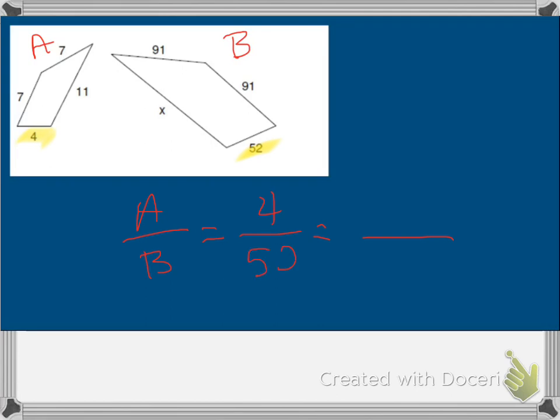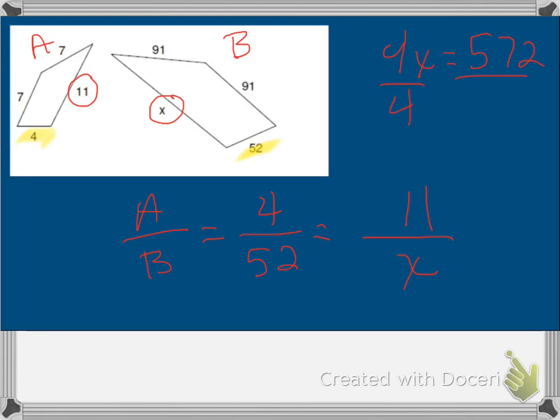B, we have 52. I need X in B. The corresponding side to X in B would be the 11 in A. So in A, I need that 11. And in B, it's going to be that X. So then I'm going to use my cross products. So 4X is going to equal 52 times 11, which is 572. And I know that because I'm using that 11's trick that I've shown you guys.